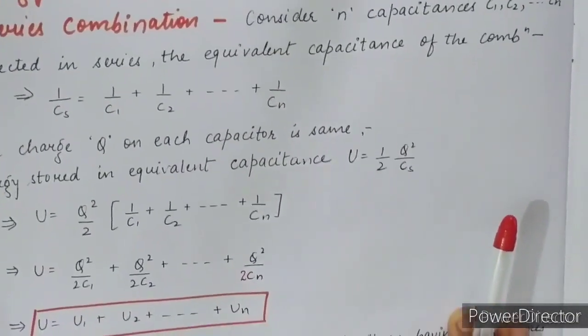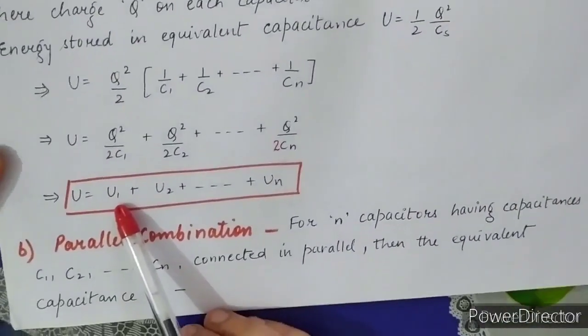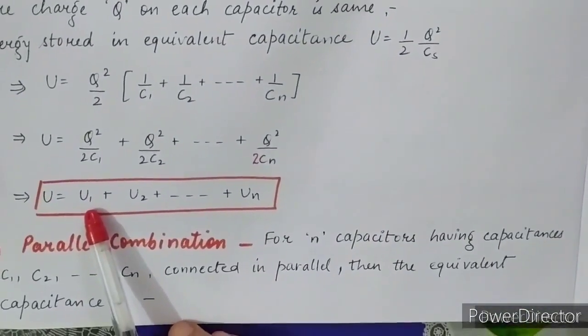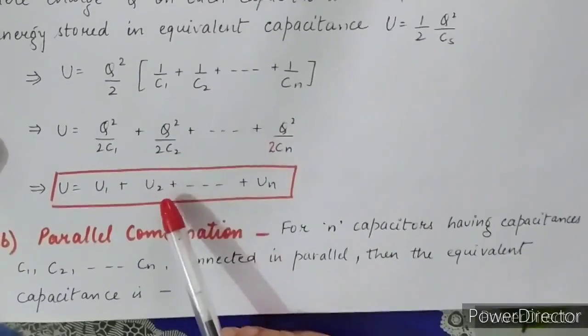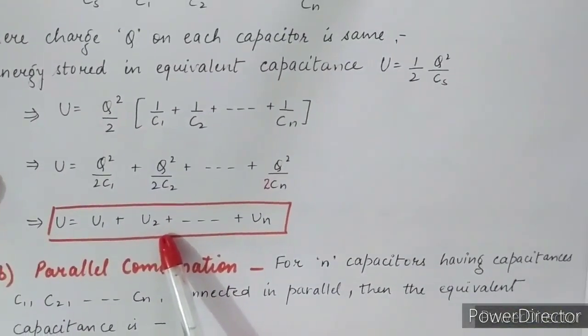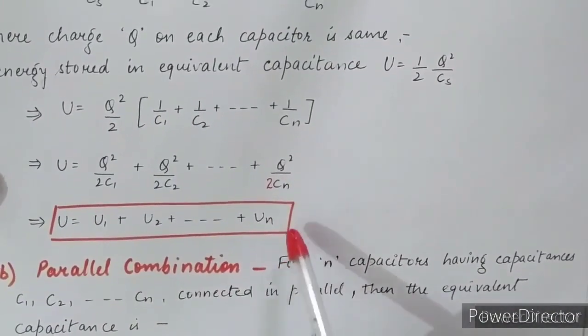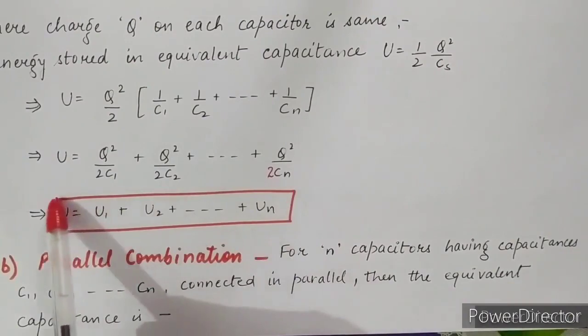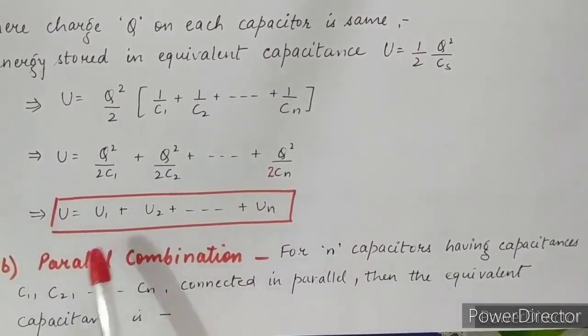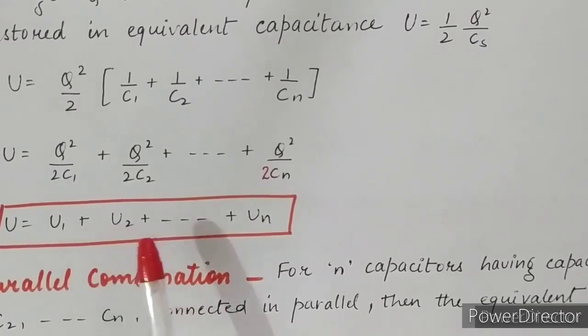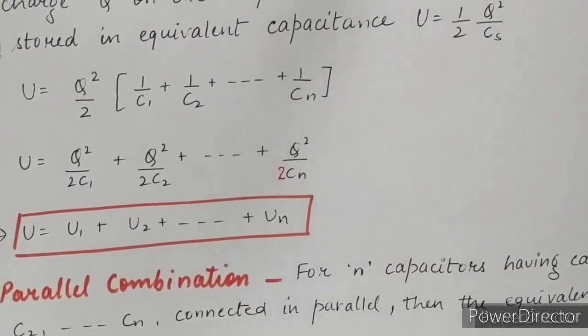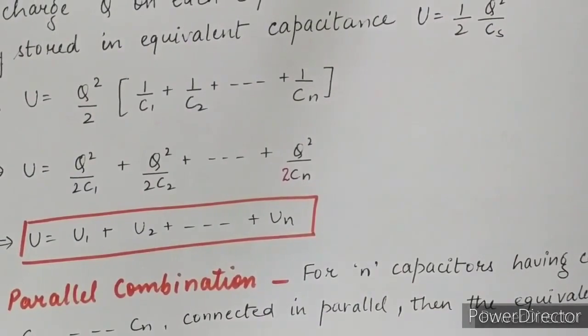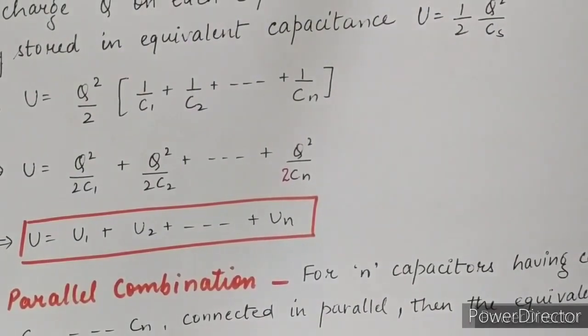So this value is the first energy stored, U1. Then this is for the second capacitance, the value is U2. And this is for the nth capacitance, the value is Un. So in a series combination, the energy stored in that combination of capacitors is U is equal to U1 plus U2 plus so on Un. Clear? It is simply the algebraic addition of all the values of energy.